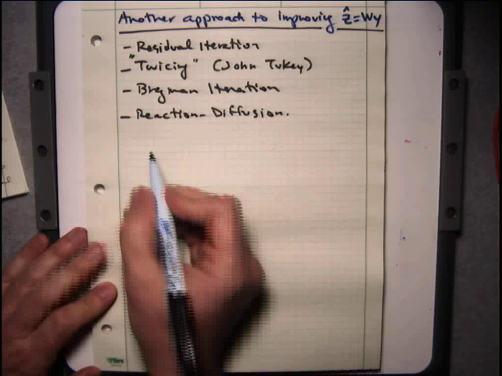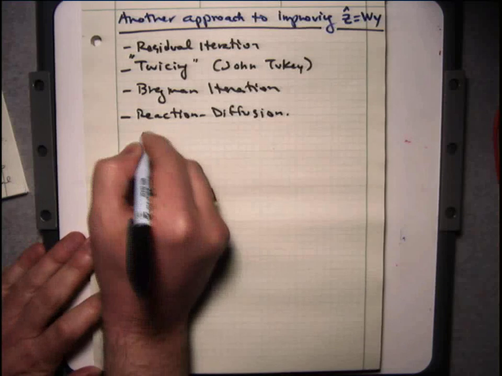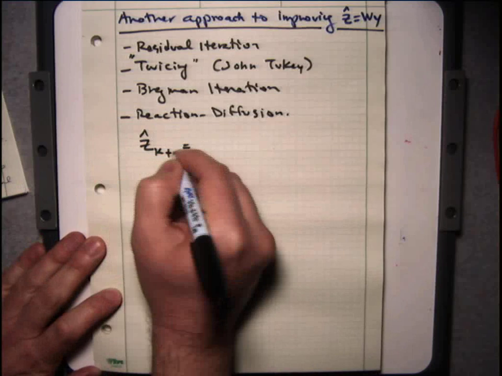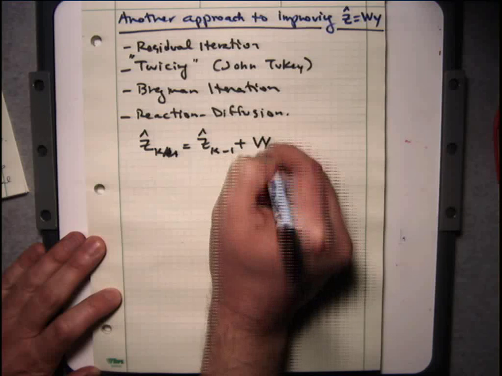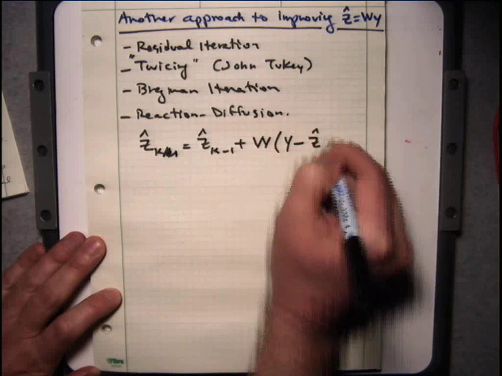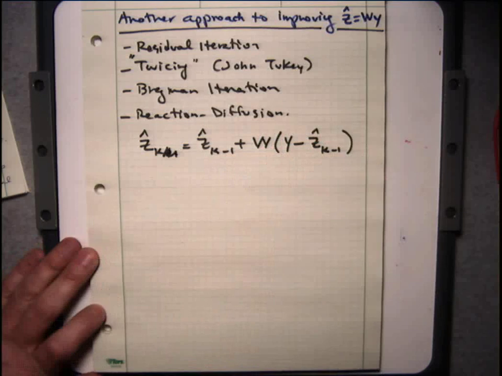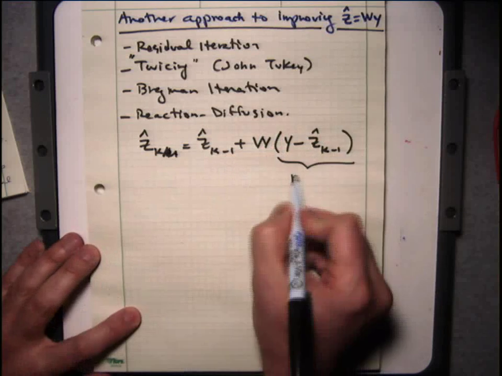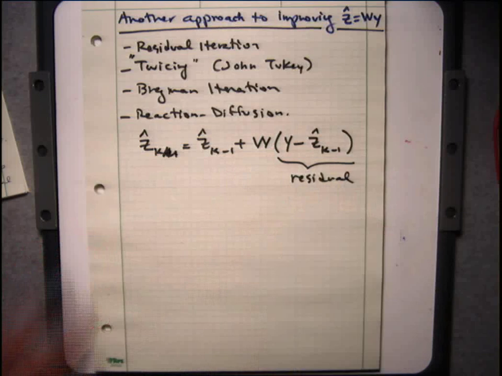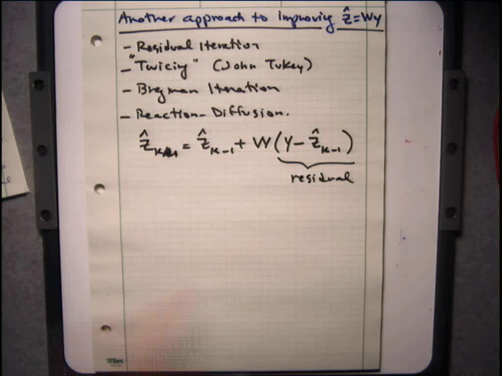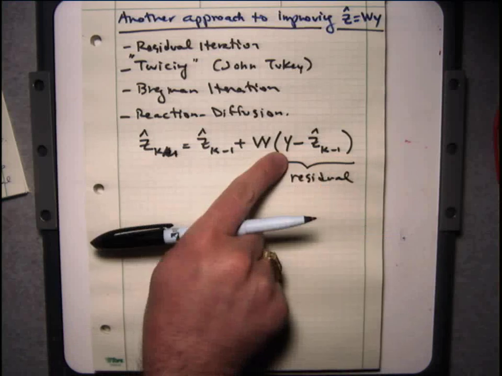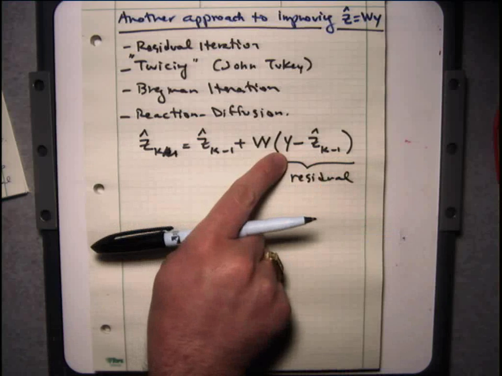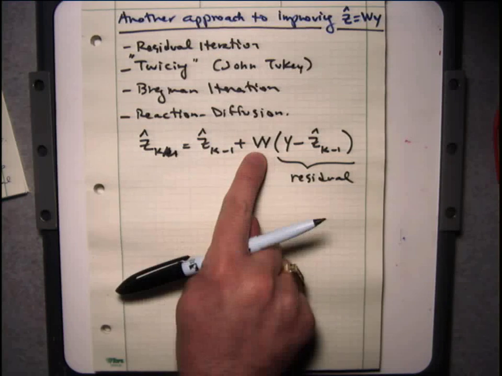So here's what the iteration is. It looks like this. z hat k plus 1 equals z hat k minus 1 plus w times y minus z hat k minus 1. Okay. So let's see what this is. This term here is called the residual. What this is doing is you filter the signal, you get z hat k minus 1. Then you look at the difference between the filtered signal and the data. Okay? And you apply the filter to it again, and you add it to the previous estimate.